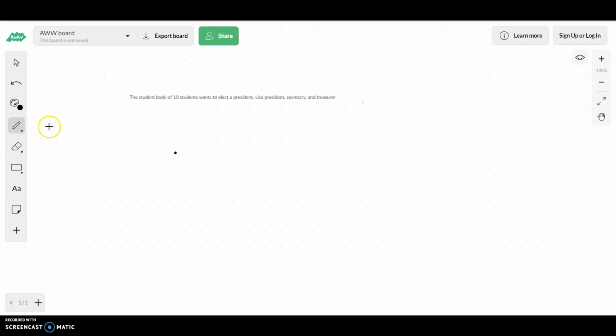Okay, so I have 10 students to choose between. And on this problem, I have 10 students, and then they need a president, a vice president, a secretary, and a treasurer. So order does matter. Because order matters, that's a permutation, or 10 permutation 3.